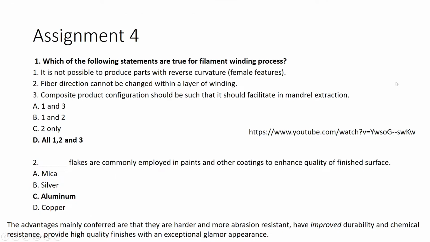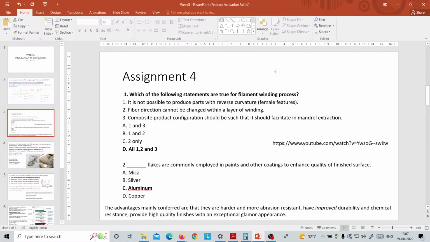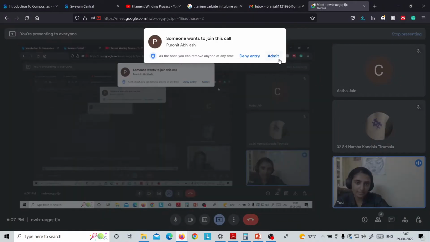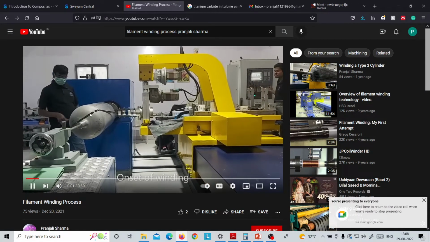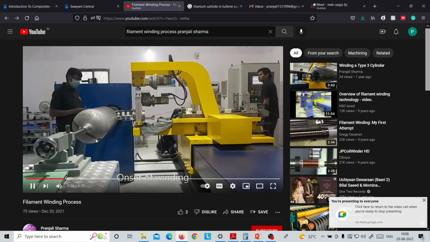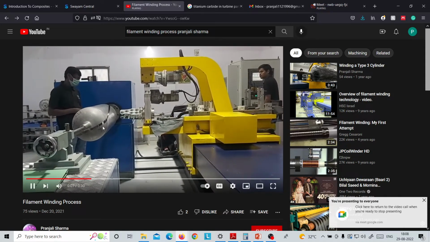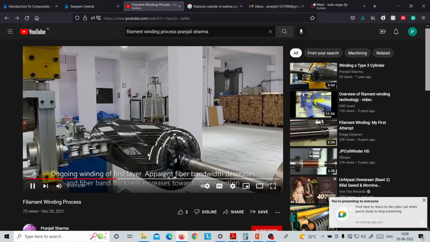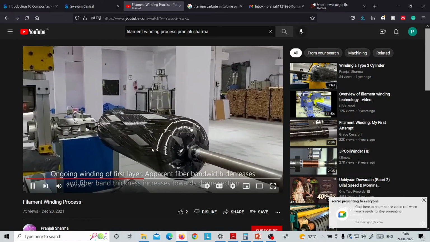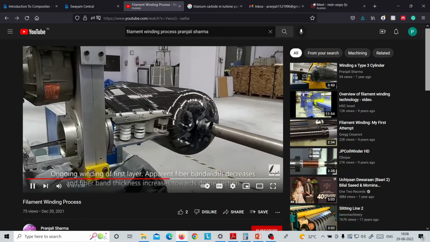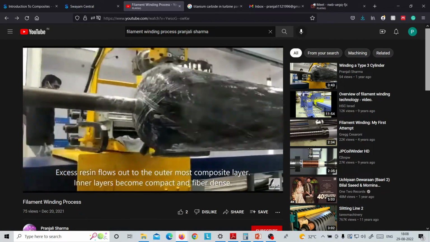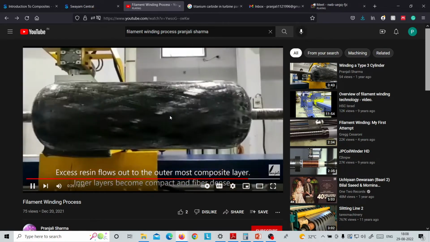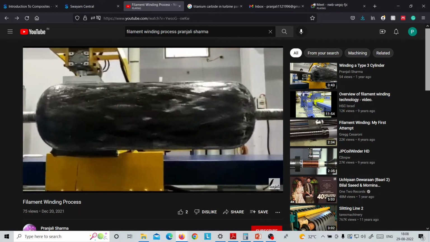So in assignment number 4, the first question was: which of the following is not true for a filament winding process? First let me show what a filament winding process is. This is a typical filament winding process. This is the mandrel surface, which is the base on which these fibers are getting wound. Fibers are wound at definite angles across the cylinder in a particular direction for one particular layer. Once the entire cylinder surface is covered, then layer after layer the composite is wound over each other, and finally we have the complete wound composite. This is a short summary of what a filament winding process looks like.